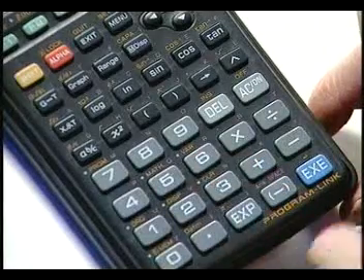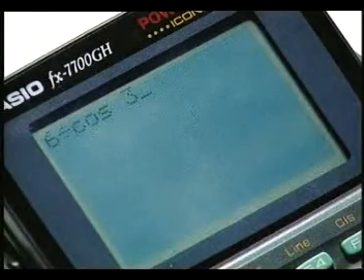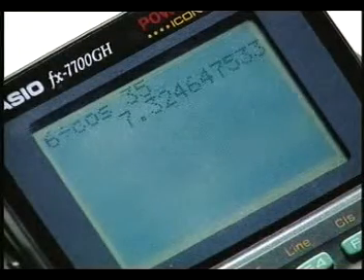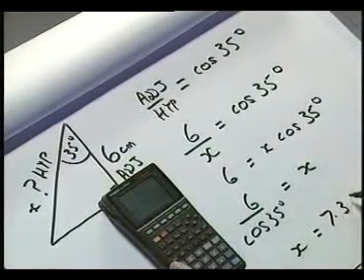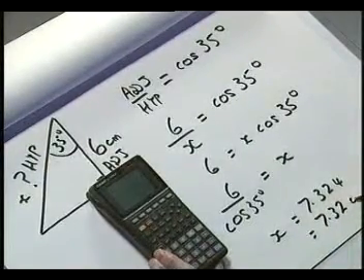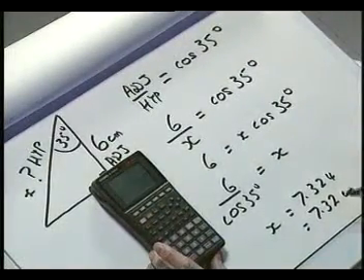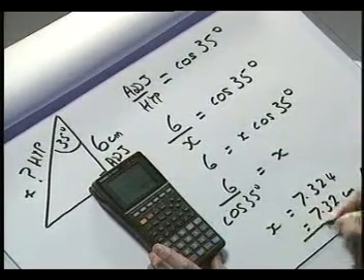We have 6 divided by the cosine of 35 degrees. And the answer we get for x there is 7.324. And if we shorten that to 3 significant figures, that's 7.32 centimetres to 3 significant figures.